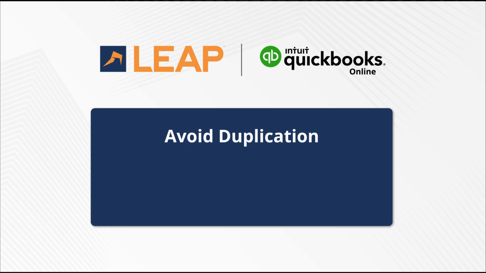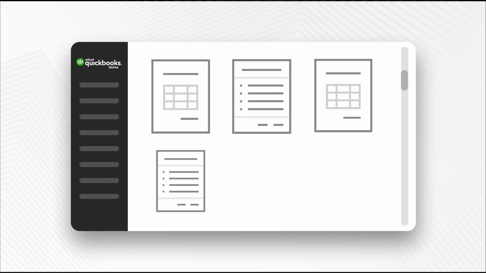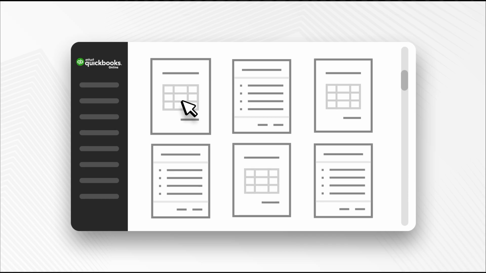the reconciliation process. The dynamic integration with Leap means that all transactions related to a matter can be entered in Leap, and the relevant operating account transactions will automatically be synced to QuickBooks Online. If your accountant already has a QuickBooks Online account, they can be invited to access your firm's accounting information to automatically view reports.